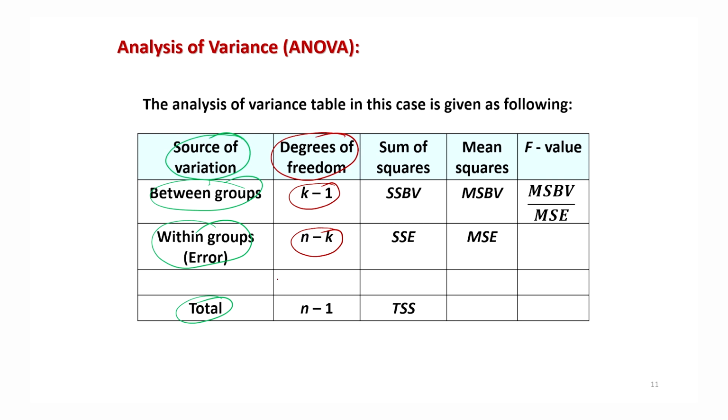So, if I try to add here k minus 1 plus n minus k, this will come out over here n minus 1, right. So, that is why I have found here the different types of expression for the total. Now, in the next column, I am trying to give here the sum of squares. So, sum of squares due to between variation is here indicated by SSBV, or we have also given the name here as SSTR.